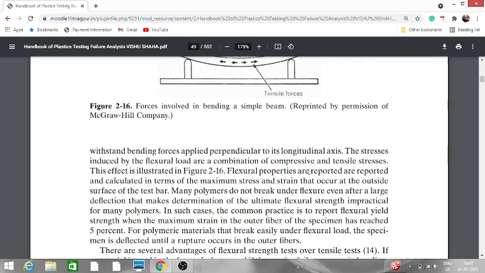Flexural properties are reported and calculated in terms of the maximum stress and strain that occur at the outside surface of the test bar. Many polymers do not break under flexure even after a large deflection. That makes determination of ultimate flexural strength impractical for many polymers, because many polymers do not break but only bend. In such cases, the common practice is to report flexural yield strength when the maximum strain in the outer fiber of the specimen has reached 5%.